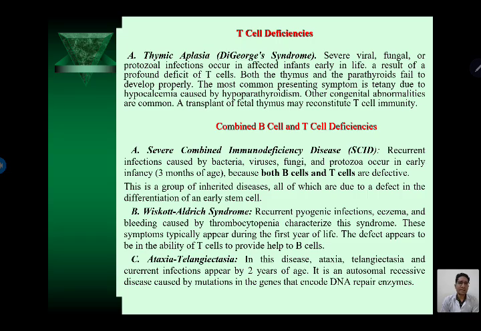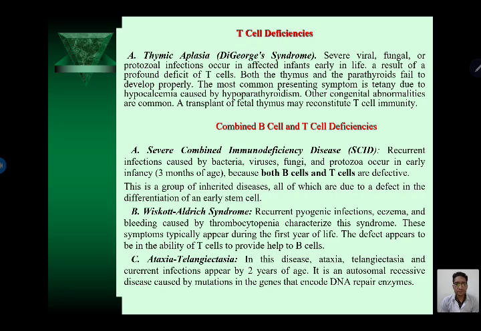Combined B cell and T cell deficiencies. Severe combined immunodeficiency syndrome is a disease with recurrent infections caused by bacteria, viruses, fungi, and protozoa that occur in early infancy, meaning around 3 months of age, because both B cells and T cells are defective. This is a group of inherited diseases, all of which are due to a defect in the differentiation of early stem cells.